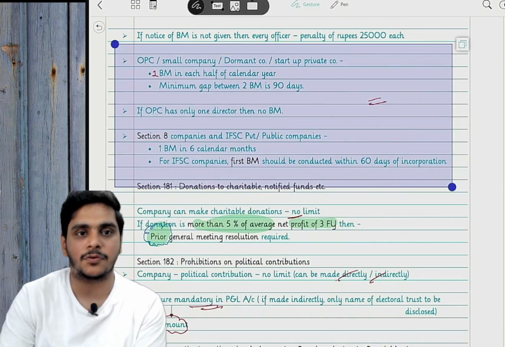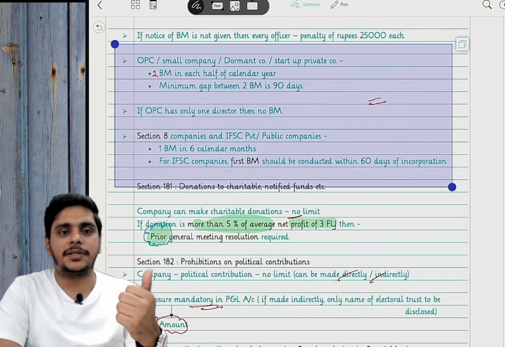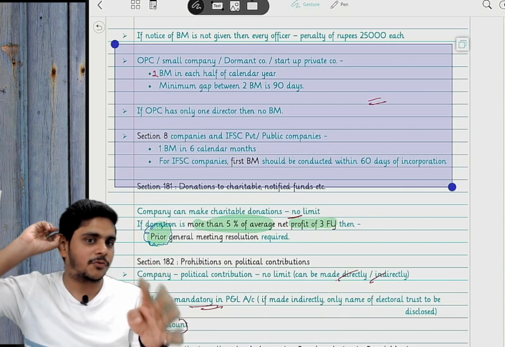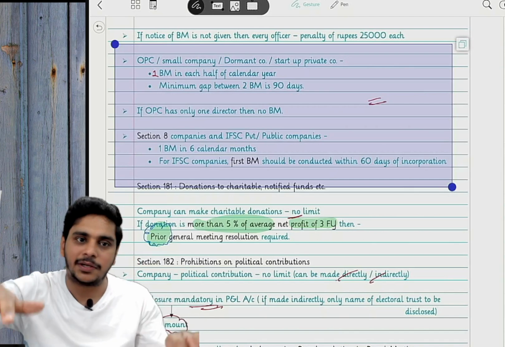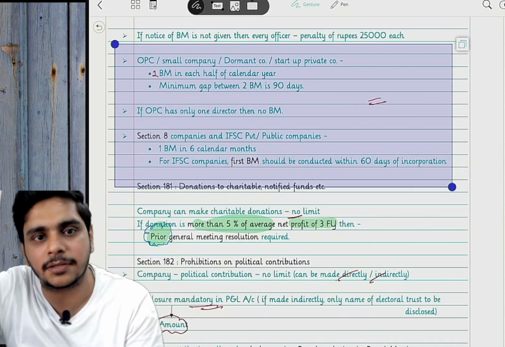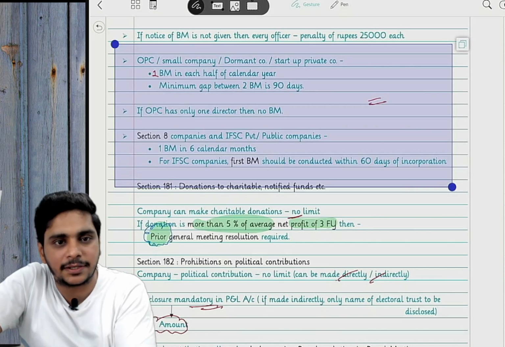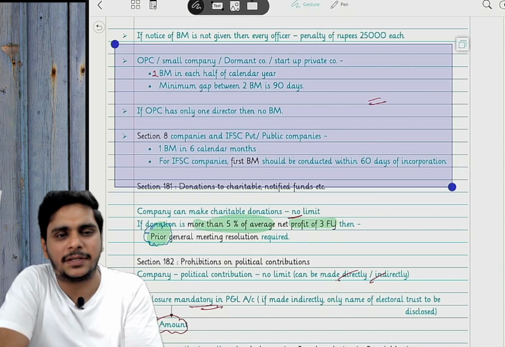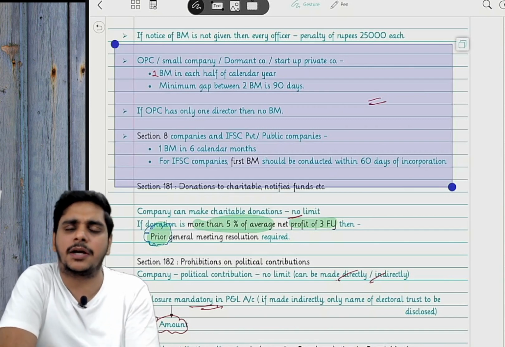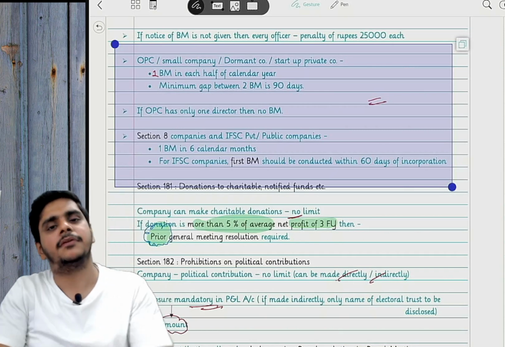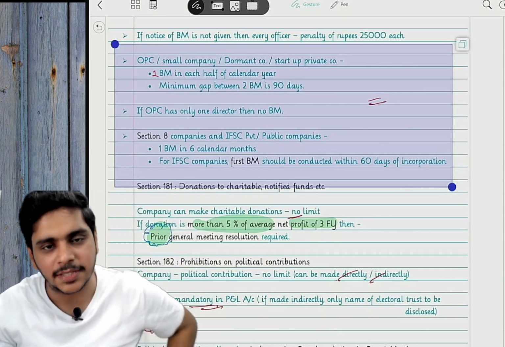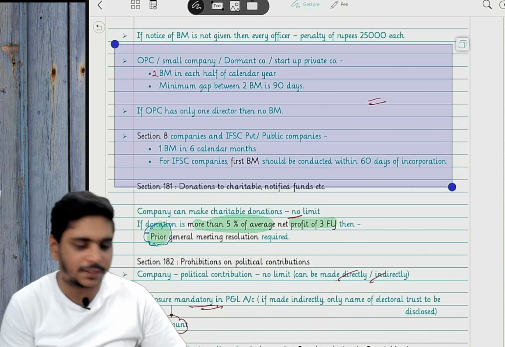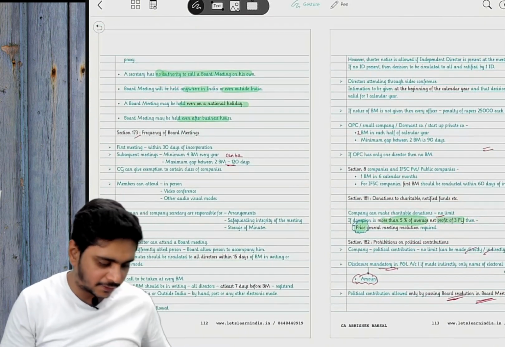What if it is OPC? What if it is small? Normally, the first board meeting is within 30 days. Subsequent board meetings: 4 board meetings every year, max gap 120 days. But for OPC, small, dormant, startup, one board meeting in each half of the calendar year, minimum gap 90 days. OPC with one director, no board meeting. Section 8 company, one board meeting in 6 calendar months, no gap condition. The section number is 173, frequency.